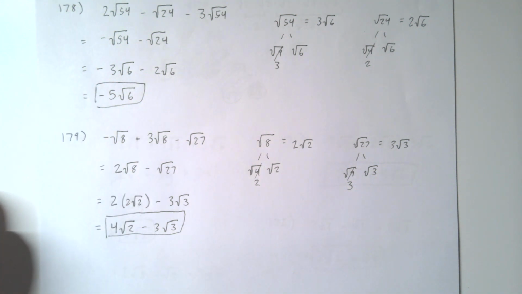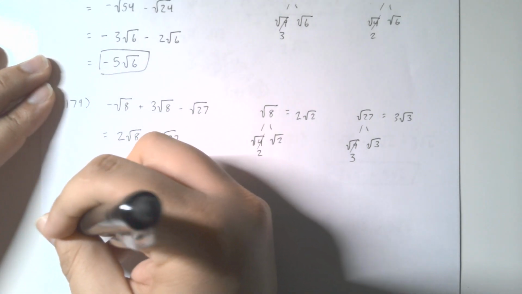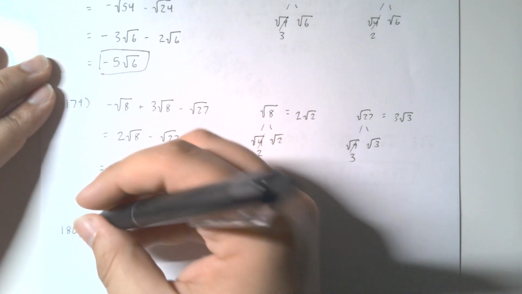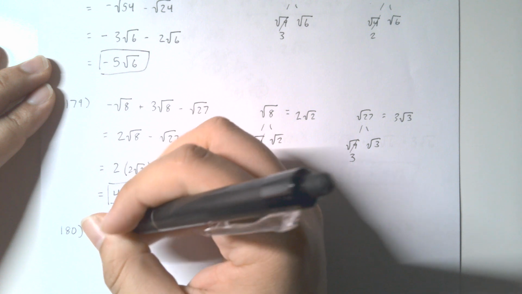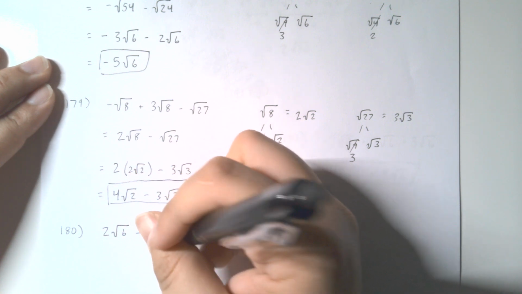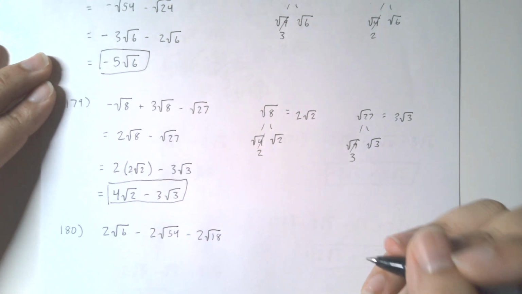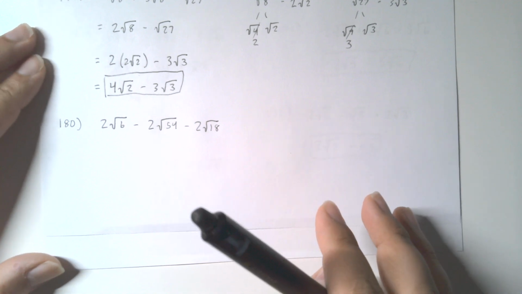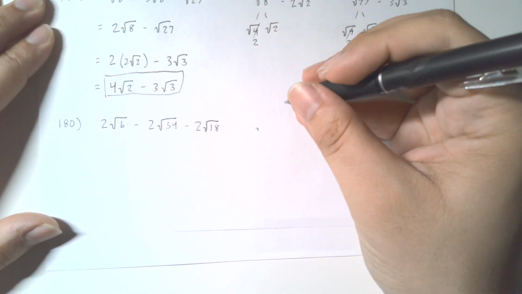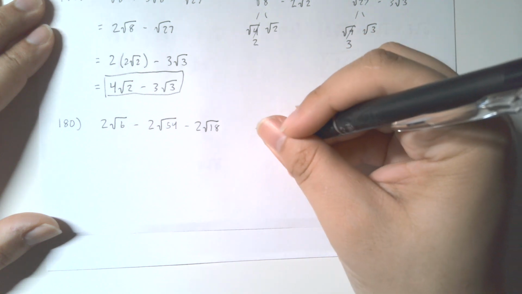And for the last one for this one, we have number 180. And that one is 2 square root of 6 minus 2 square root of 54 minus 2 square root of 18. So for this one, we have the square root of 6 can't be simplified anymore, but the square root of 54 and square root of 18 can.